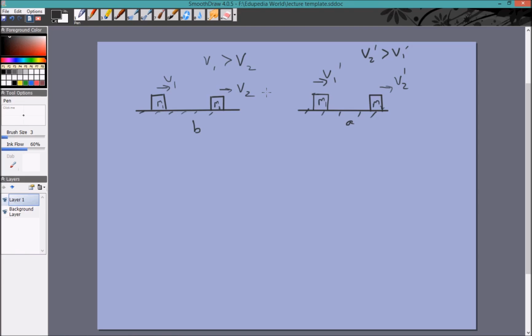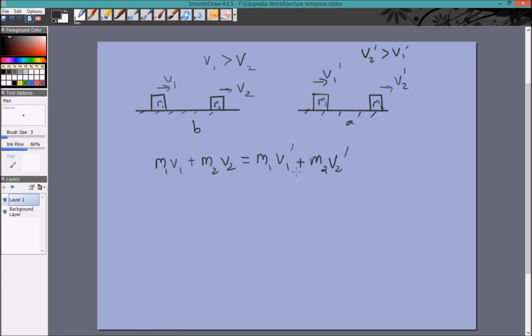The first thing to note is that there is no external force acting in the horizontal direction, so the net momentum will be constant in the horizontal direction, right? So the first equation which we will have is m1 v1 plus m2 v2 is equal to m1 v1 dash plus m2 v2 dash, right? Now the second equation is something which we'll assume for now.